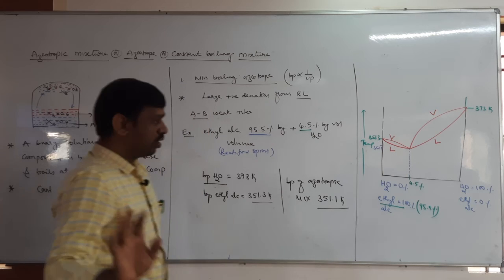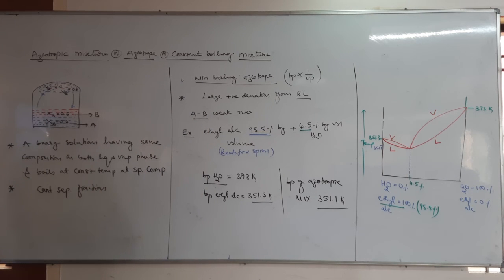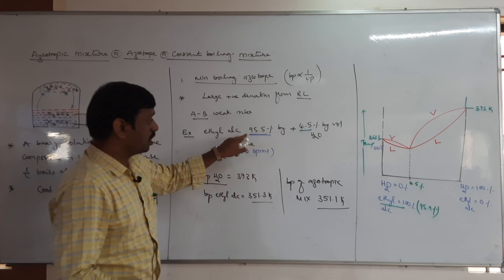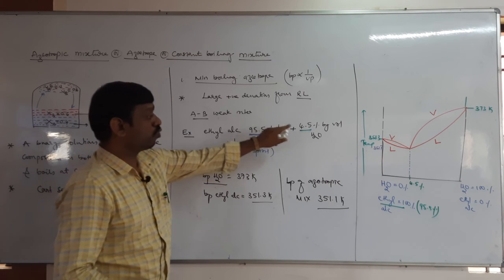Do you understand? I repeat once again, listen carefully. Questions may appear based on this, and moreover you don't study this concept in detail at PU level. There is only a definition and one example. What is an azeotropic mixture? It is a binary solution which has the same composition in liquid and vapor phase, and boils at constant temperature at a specific composition. It must be a specific composition. The composition of alcohol and water is very specific, 95.5% and 4.5%.